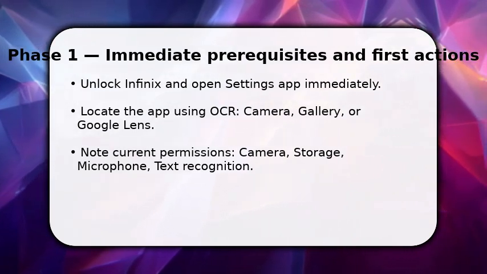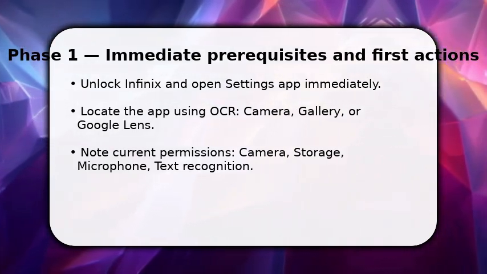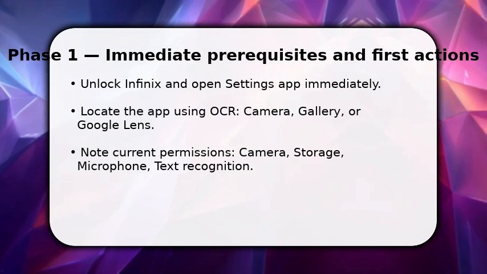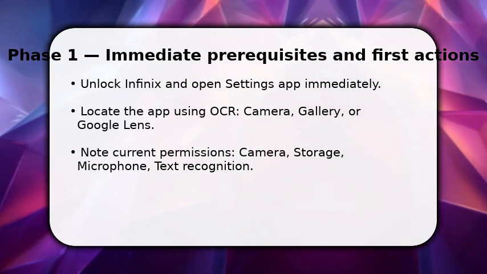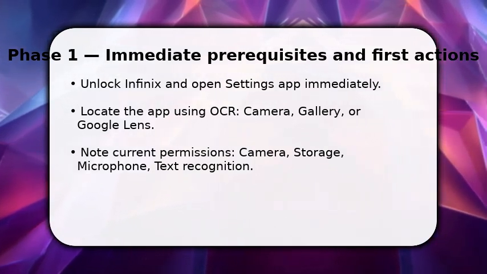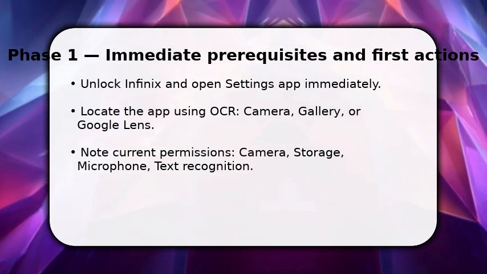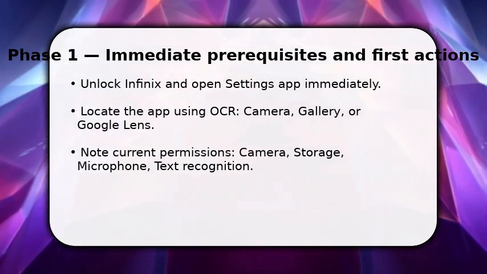Tap Apps or App Management, then select the suspected app. You do this because turning off a feature inside the correct app prevents reactivation from other services. Once done, check Permissions and App Settings to find the text recognition toggle or OCR option.